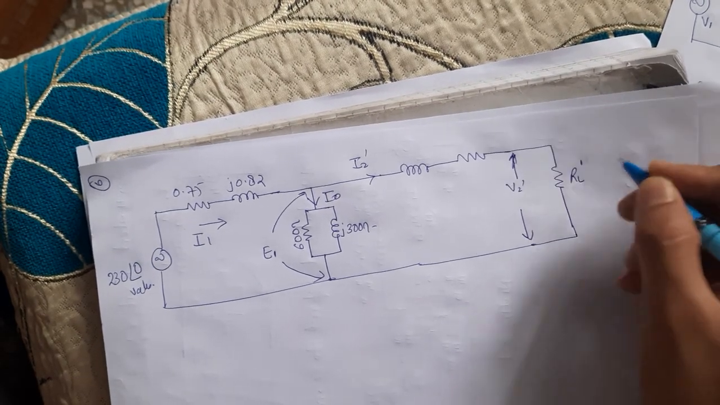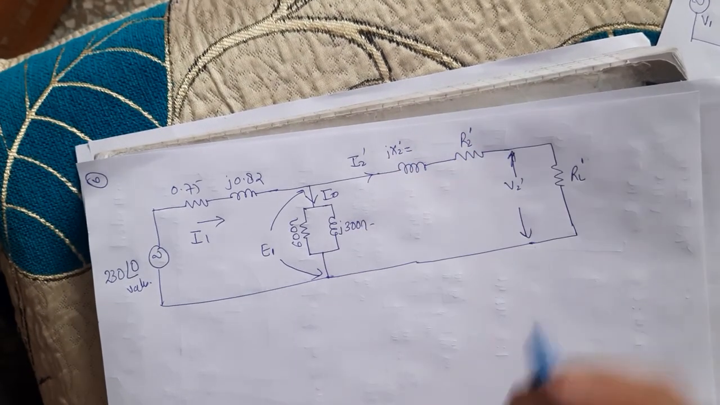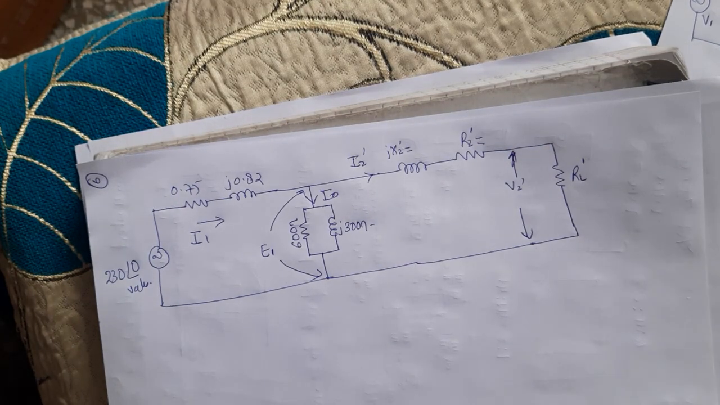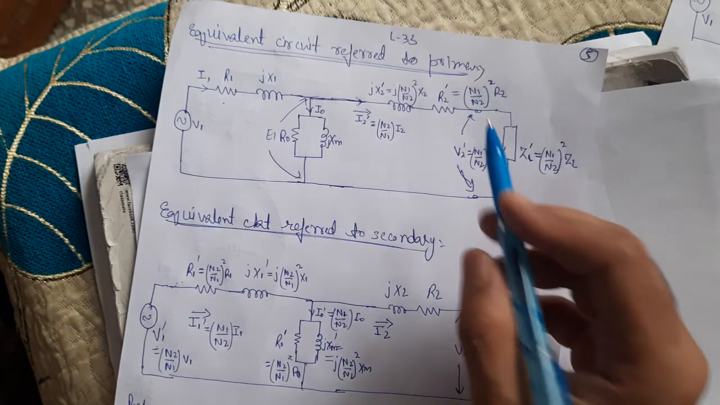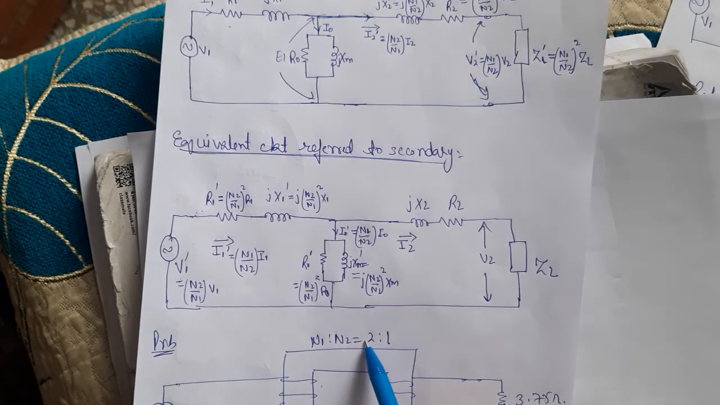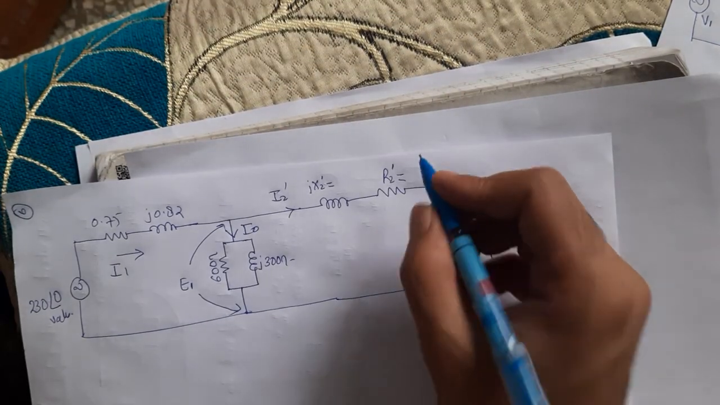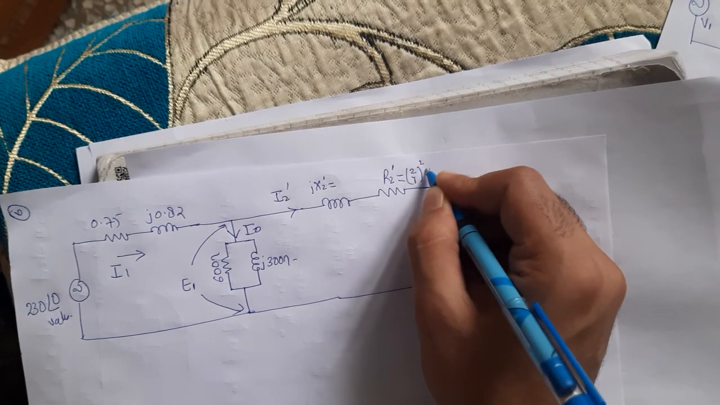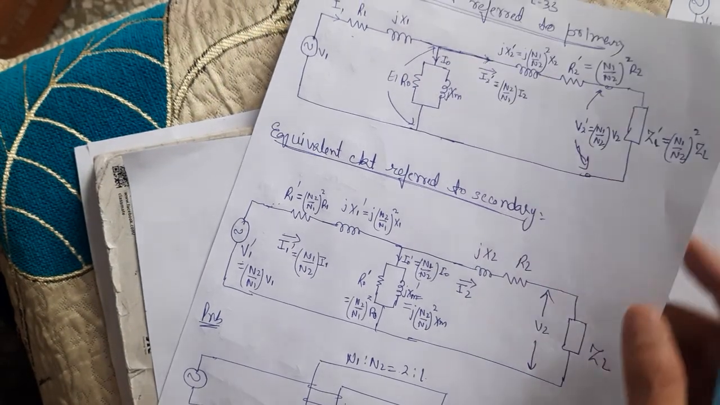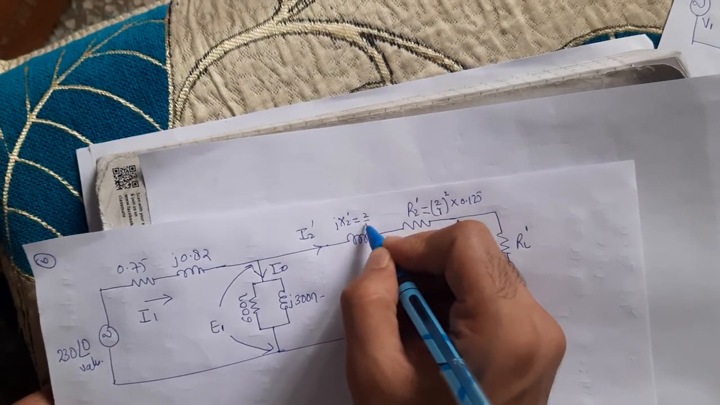So it is RL dash, R2 dash, jX2 dash. What is R2 dash? Let me show you the equivalent circuit. R2 dash is N1 by N2 whole square times R2. N1 was 2 and N2 was 1, so N1 by N2 means 2 by 1 whole square. And R2 was 0.125. X2 dash will be N1 by N2 whole square multiplied by 0.15.